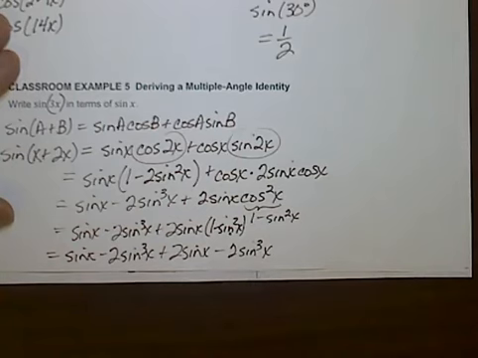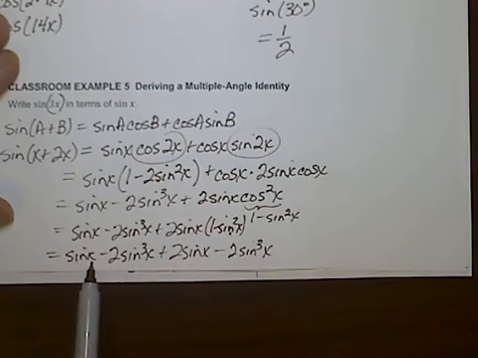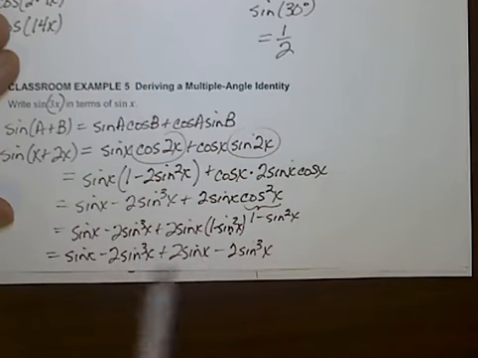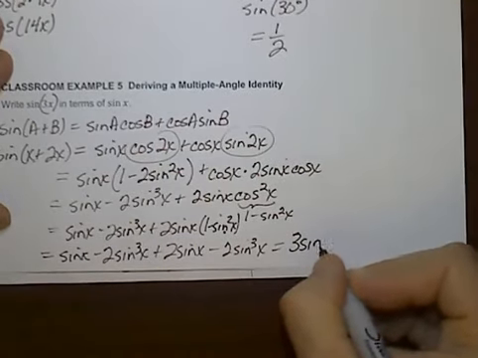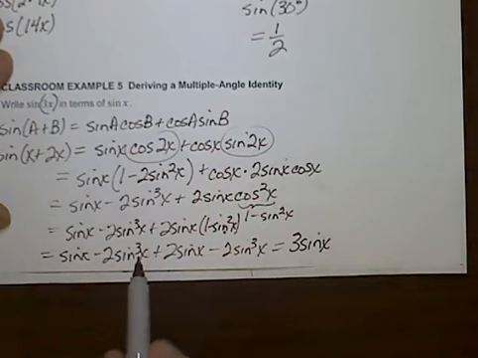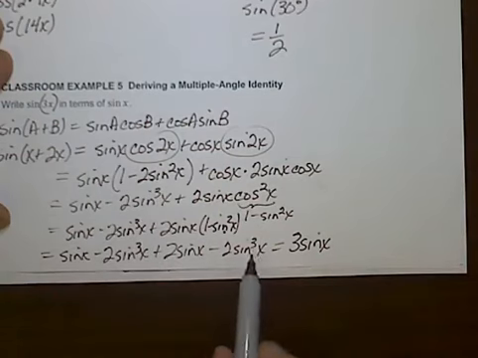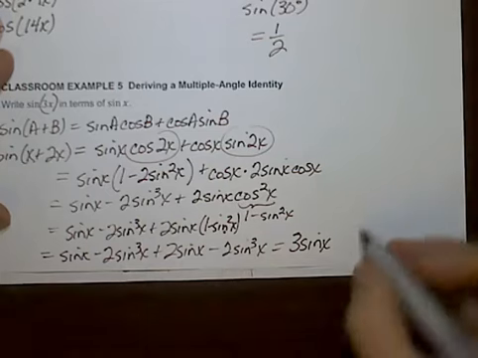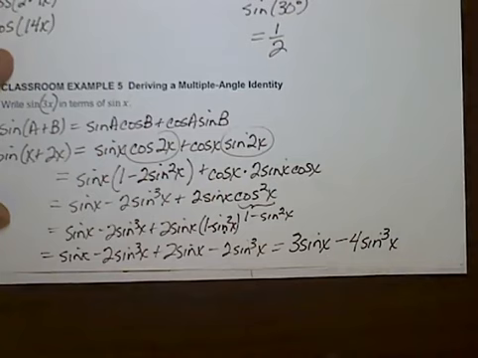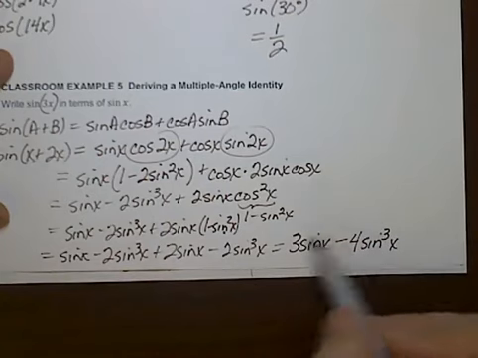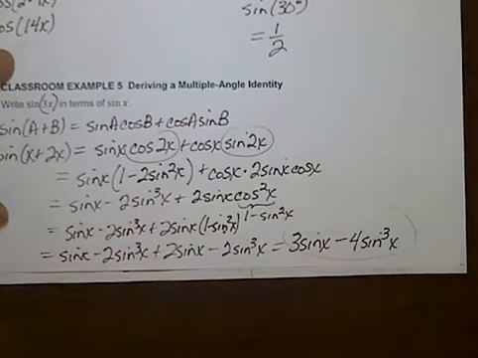One last thing I can do though is I can combine some like terms. These work just like they do in a regular algebra class. So if we have sine of x here and we have 2 sine of x here, those are like terms that we can combine. That would give us 3 sine x. And then here, both places we have sine cubed, so we can combine those two terms. We would end up with a minus 4 sine cubed x. Now this is as simple as we can get it, so this would be our expression just in terms of sine of x.